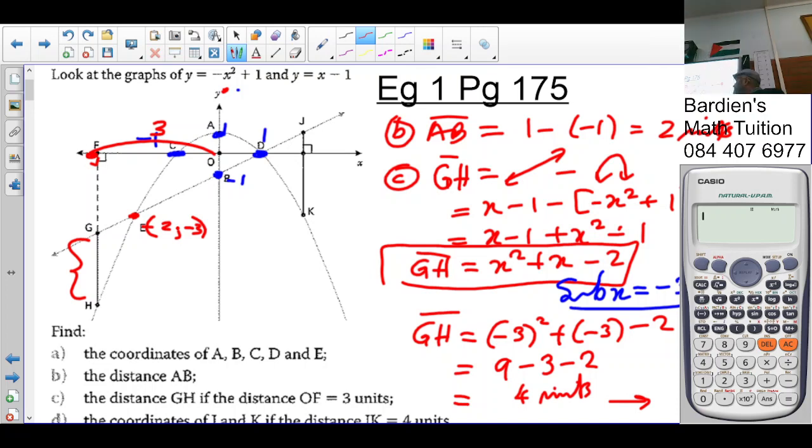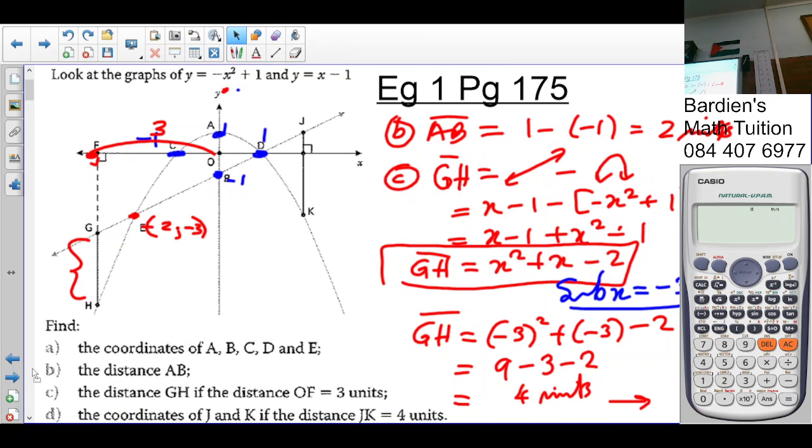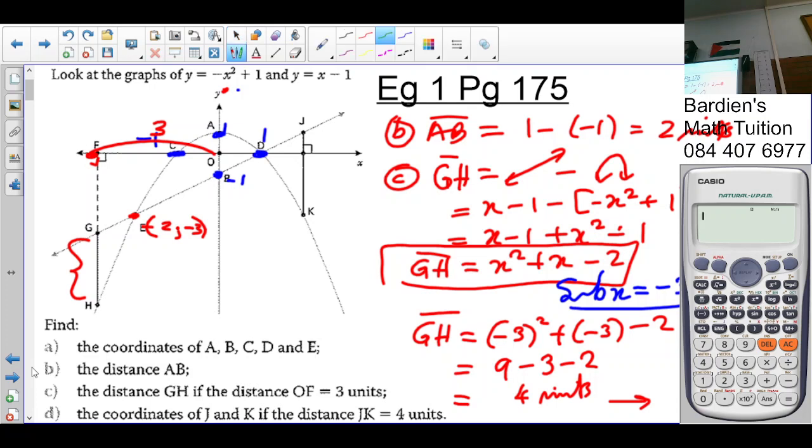So either or, you'll get the mark for the sum. The sum is worth 4 marks. Okay? Then it says, the coordinates of J and K if the distance JK is 4 units. They told us that JK is 4 units.